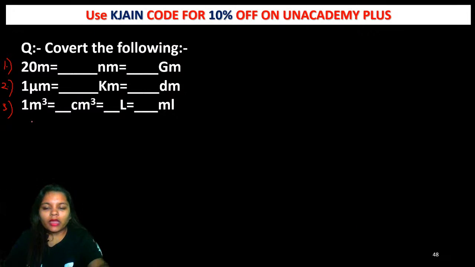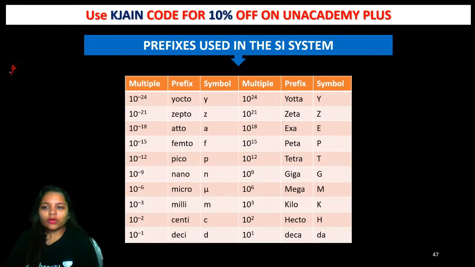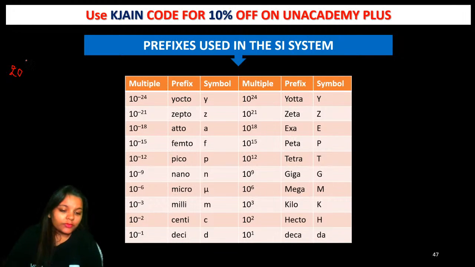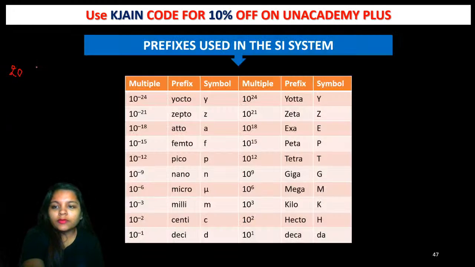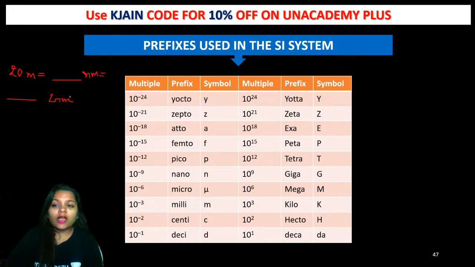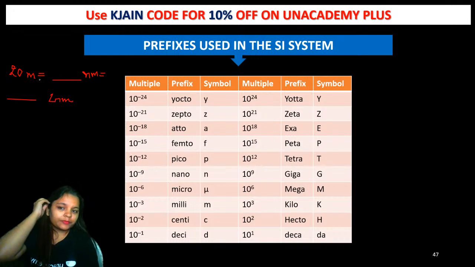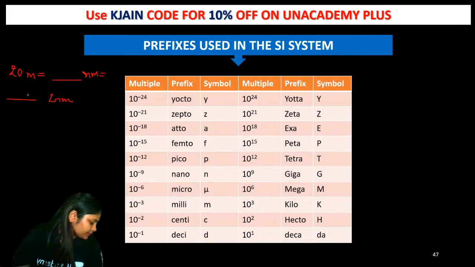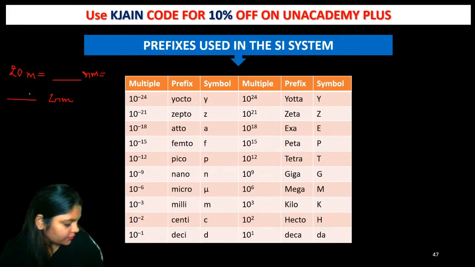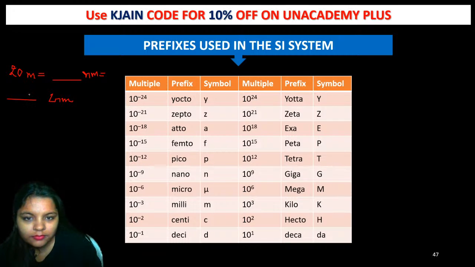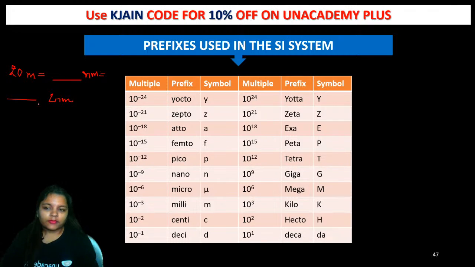Okay, for your benefit I am writing over here: 20 meter is how much nanometer, and that equals how many gigameter. Tell me the answer. What should I fill in this dash?